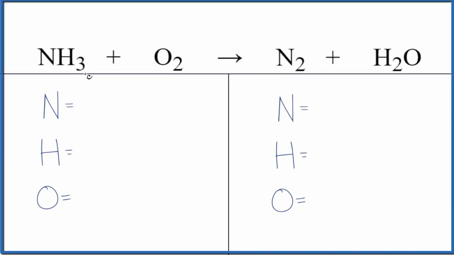Let's balance the reaction for NH3 plus O2. This is ammonia and this is oxygen gas. In this case, we end up with N2 plus H2O. To balance the equation, let's first count the atoms up.